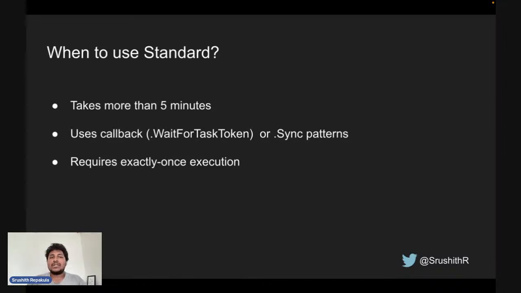And if you have a scenario where you want to use something called the callback pattern, this one we will see live again. What is a callback pattern? It is basically the capability for you to pause your step function and wait for someone or something to come and trigger and resume it. We will see that in action. And the last one is if you require exactly once execution. If you want to make sure that it is exactly once execution, then you switch over to standard.